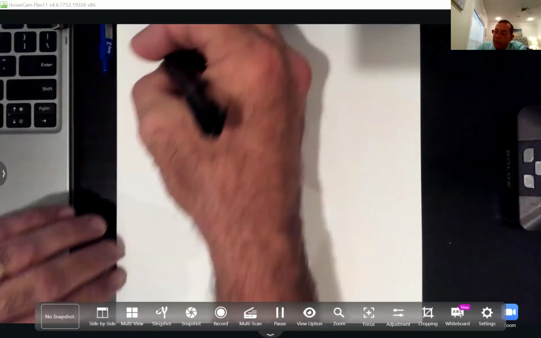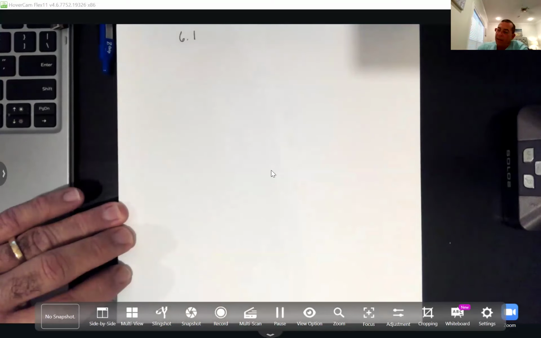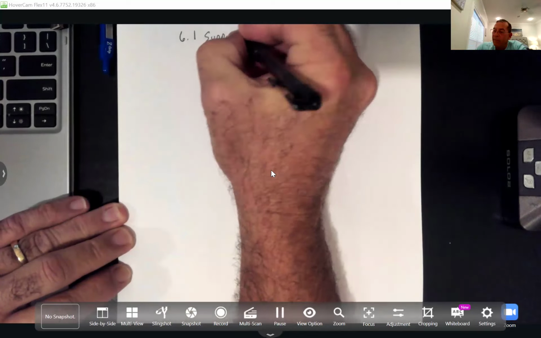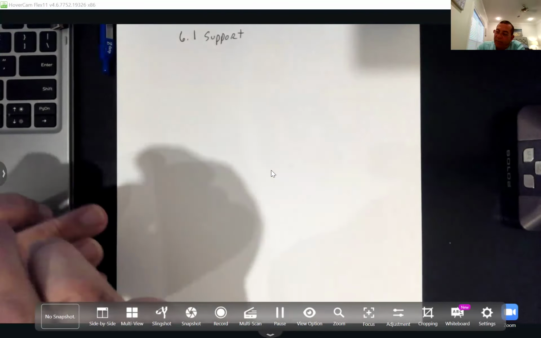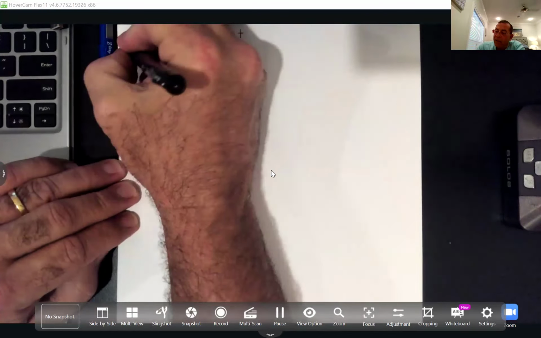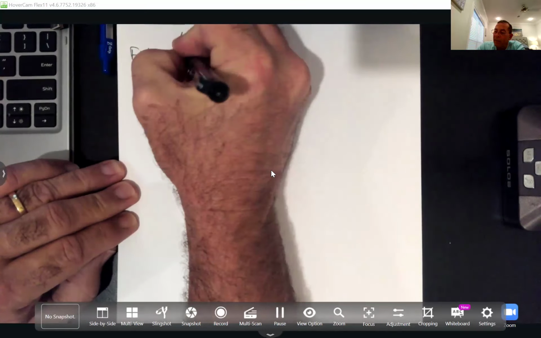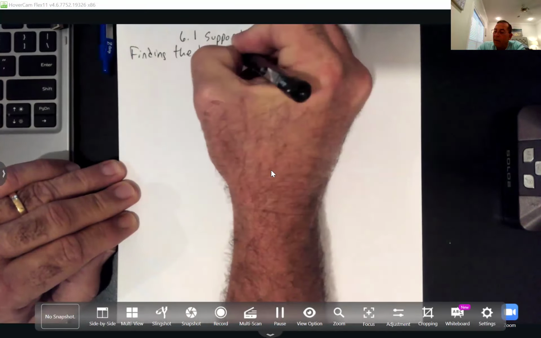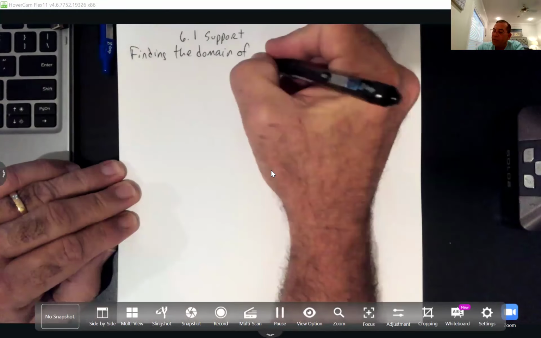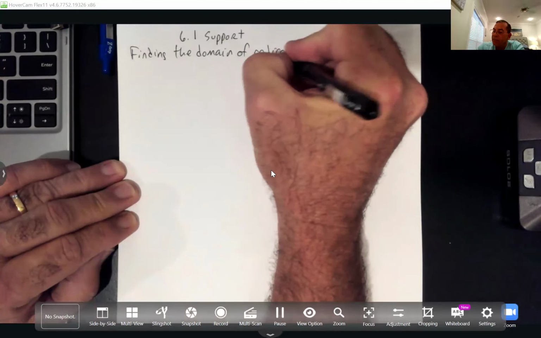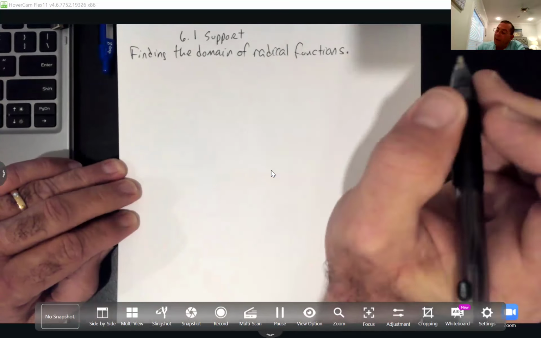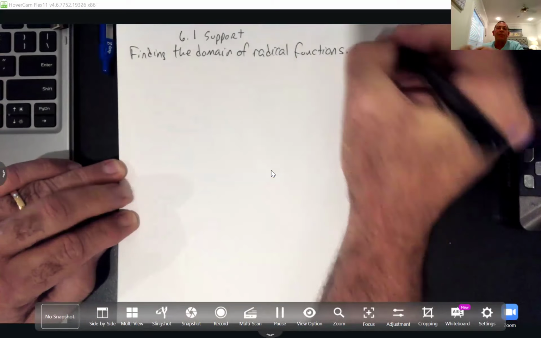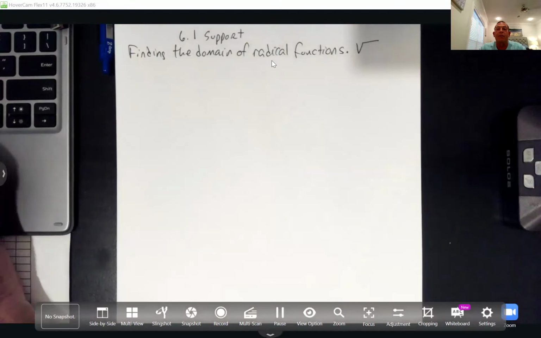Oh, y'all, so like I said, we're going to start out with 6.1 support tonight, and then we'll do the college algebra. So 6.1 support deals with finding the domain of radical functions. And remember, radicals, and we're looking at just mainly square roots in this section.